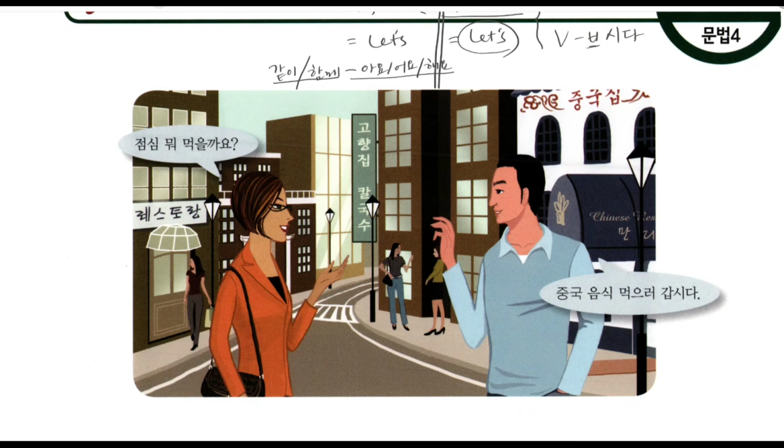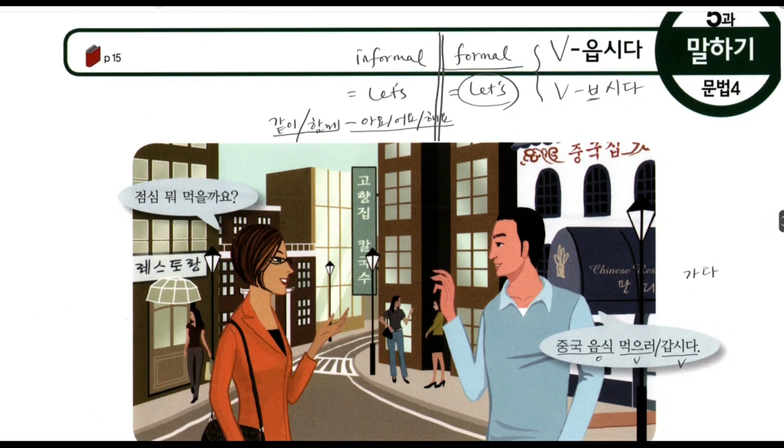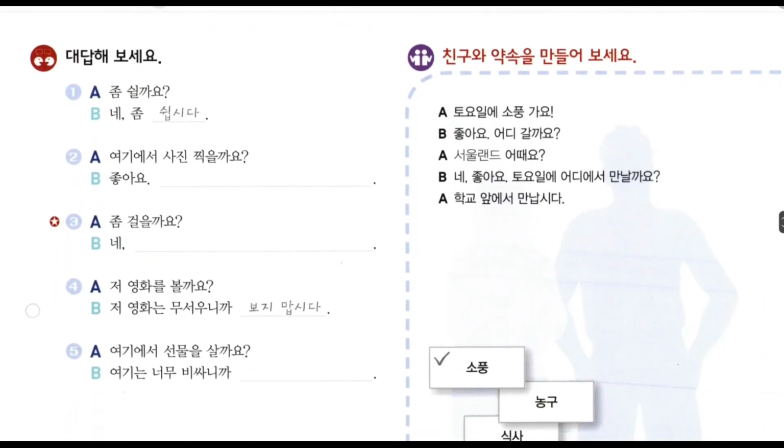다이얼로그 봅시다. 점심 뭐 먹을까요? What shall we eat for lunch? 자, and he says 중국 음식 먹으러 갑시다. Let's go in order to eat Chinese food. Let's go. And then he used 갑시다 as a formal sentence ending. 어떻게 만들어요? 가다, base form, get rid of 다, 받침 없어요. Put 비읍 here. 갑시다 말해요. Done? Very simple. Let's practice.